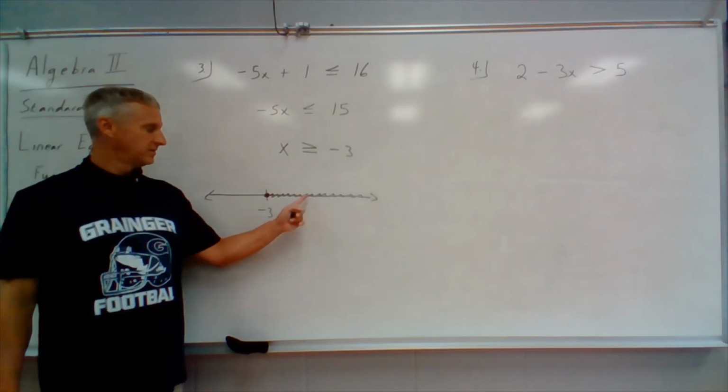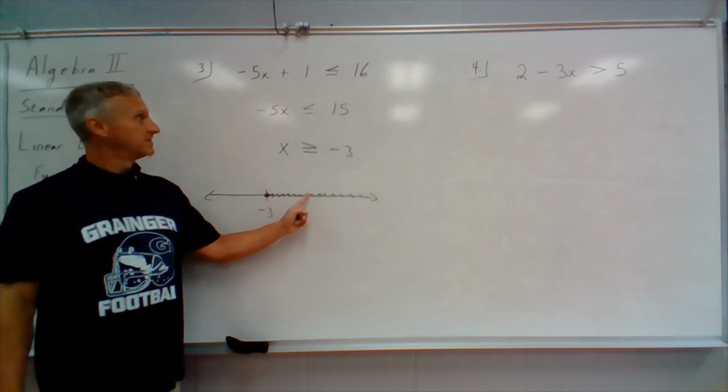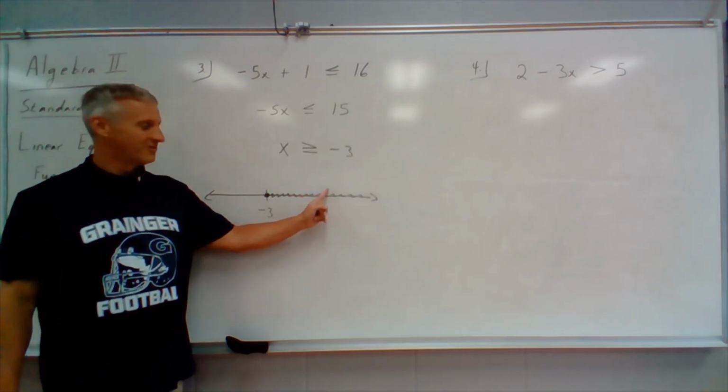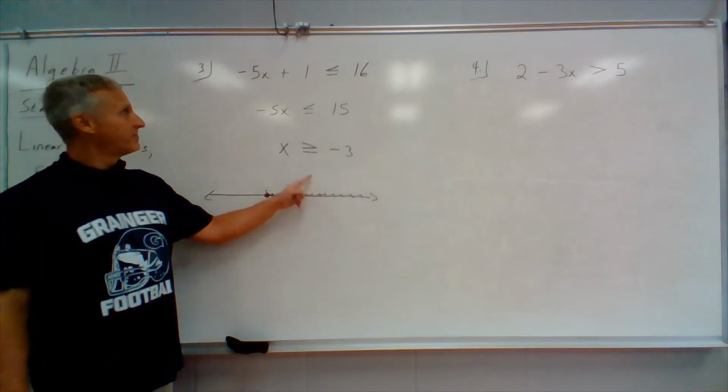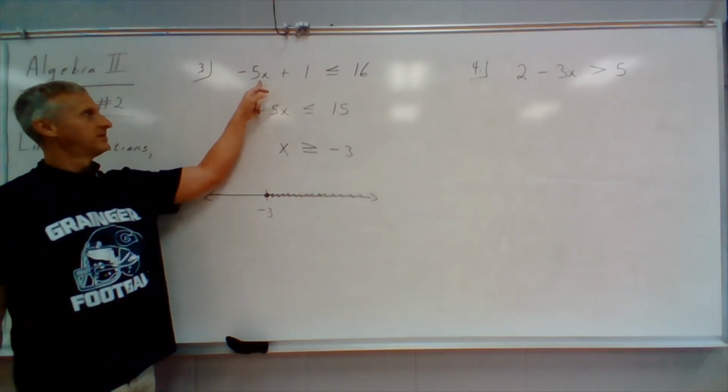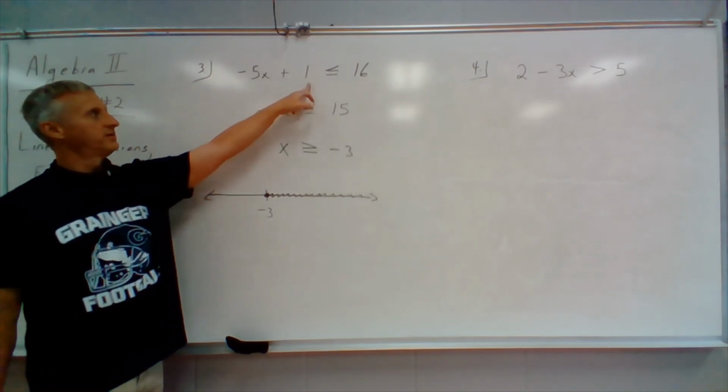Let's put in something a little harder. Let's do a 1. Okay, so if I put a 1 in, negative 5 times 1 is negative 5. Negative 5 plus 1 is negative 4. Negative 4 really is less than 16. So I got it right.